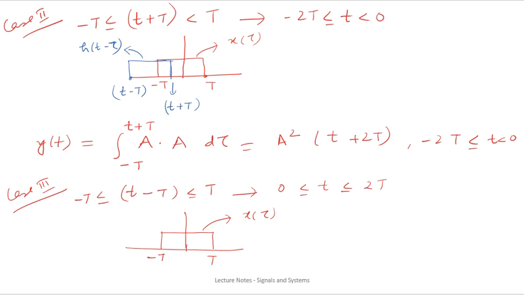Now try to draw the second case. So h of t minus tau will be like this. So this is h of t minus tau for this case. If this t minus T, that is this point, that is its left edge, is in between this minus T and T, then this point will be t plus T. So you can just extend this axis.